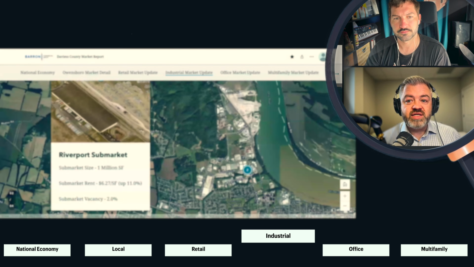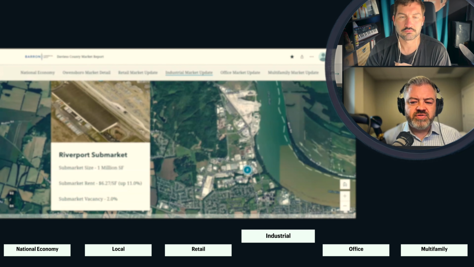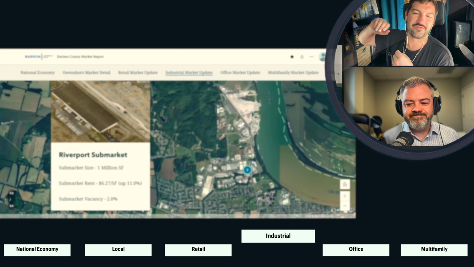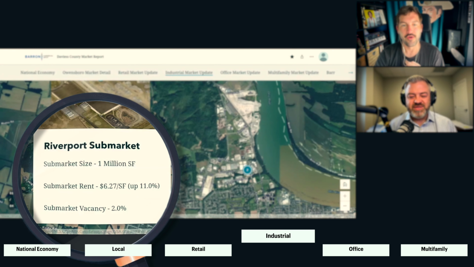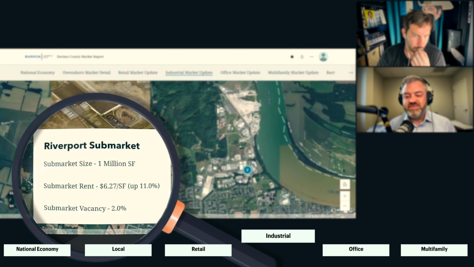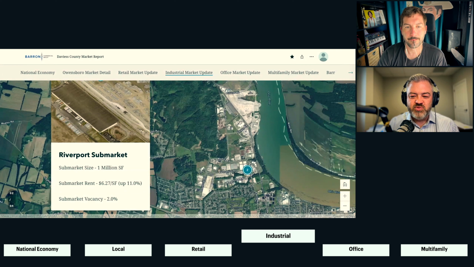Yeah, the rent is a lot lower for industrial, but the cost to build is also a lot lower. It's a lot simpler to do. It's not simple, but it's easier to build. So 1 million square feet in this submarket, $6.27 a square foot. It's up 11%, and there's 2% vacancy in this submarket, which is really, really low.